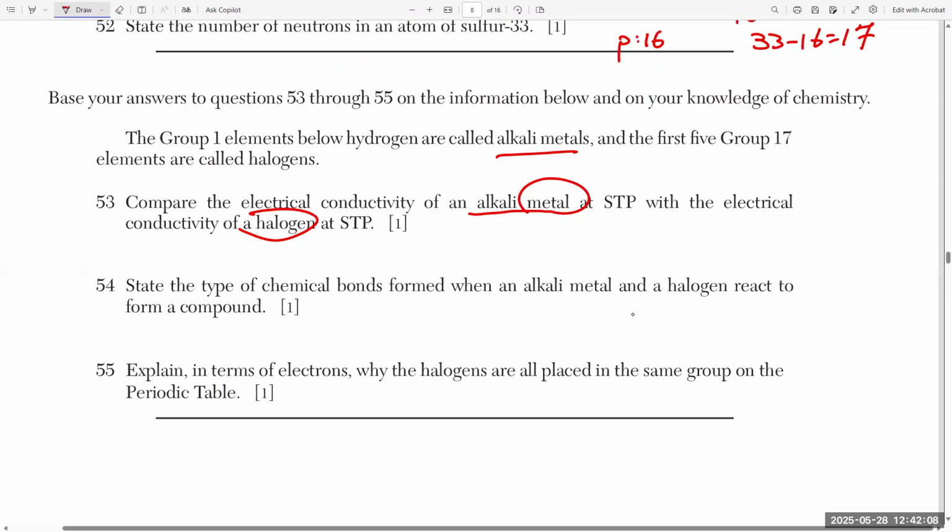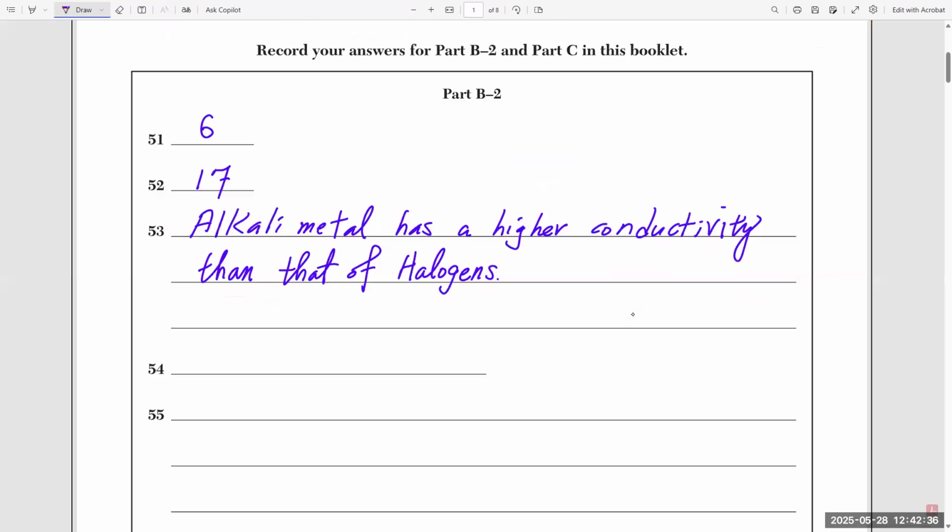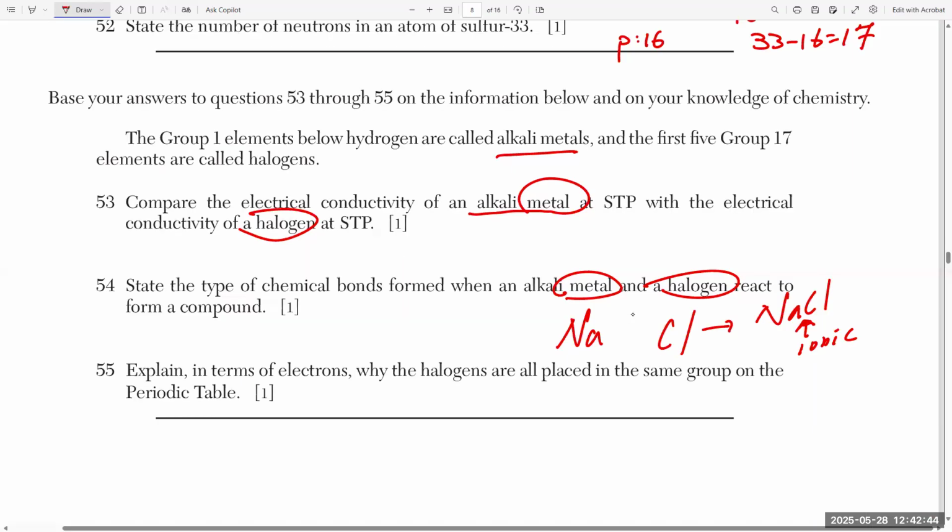54. State the type of chemical bonds formed when an alkali metal and a halogen react to form a compound. Now, you might remember by definition what metals and nonmetals form, but if you don't remember, then you can always pick a representative metal and a representative nonmetal and put it together, and then you get NaCl, which is what? Ionic, right? And if you didn't know that sodium chloride is ionic, I don't know, man. I can't help you with that, right? So the answer would be ionic. Okay, let's go to 55.